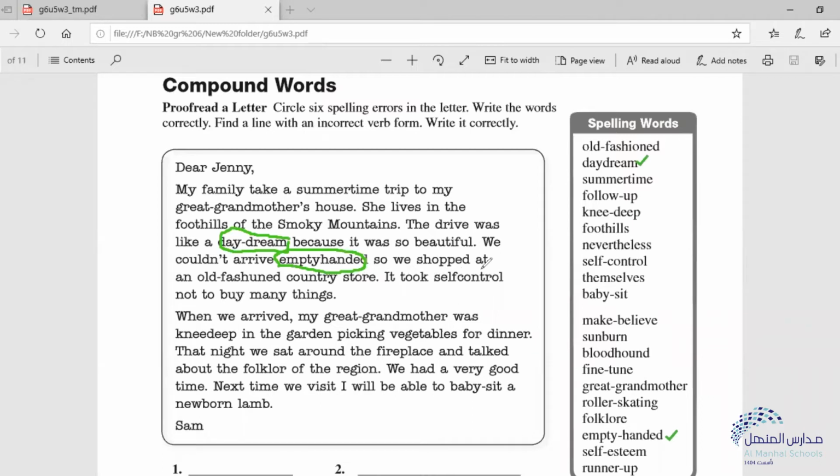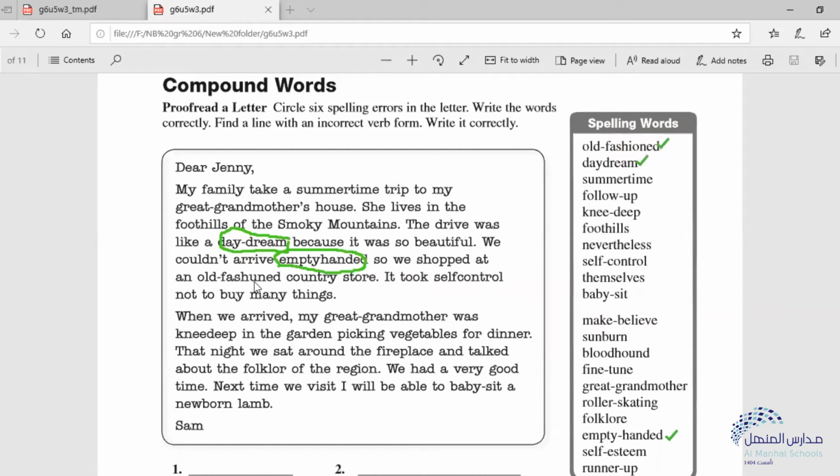Empty-handed. So we stopped at "old-fashioned" fashion. Then we just spell it. Is it with a hyphen or not? Let's look for old-fashioned. This is the word old-fashioned with a hyphen. Yes, with the spelling F-A-S-H-I-O-N-E-D.